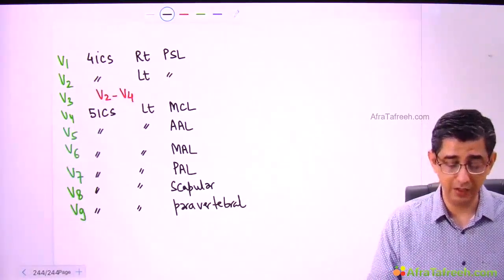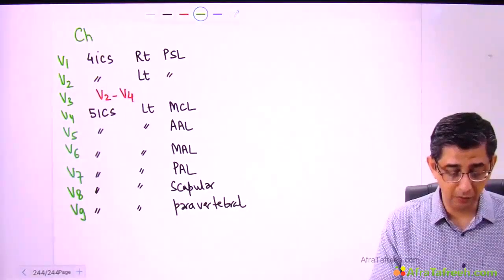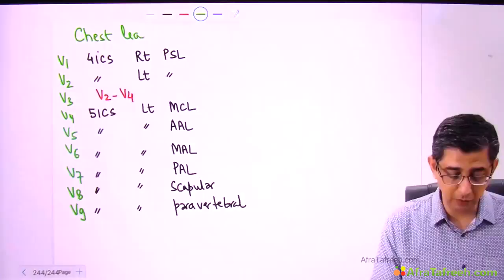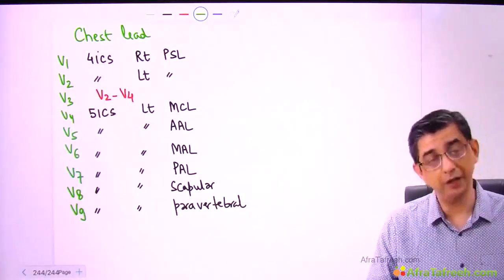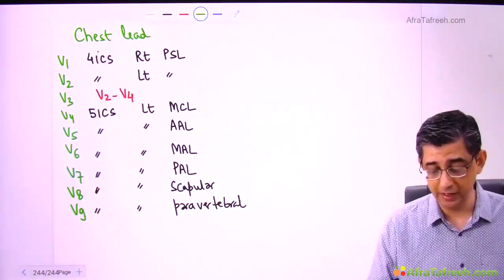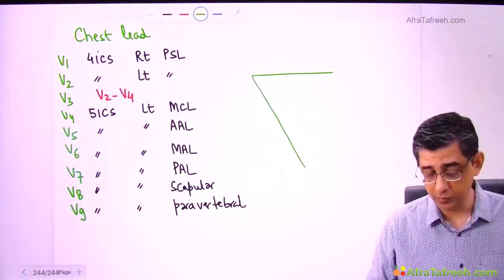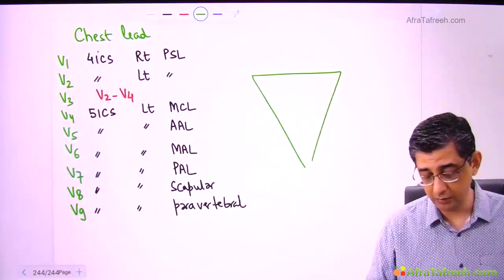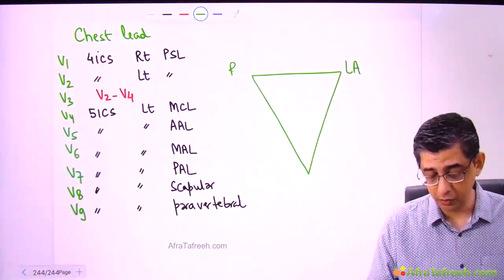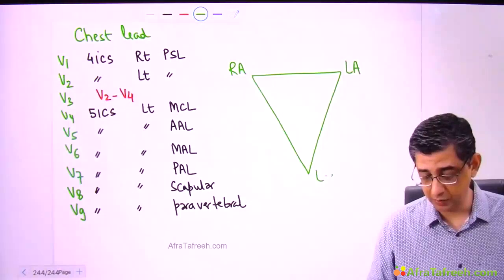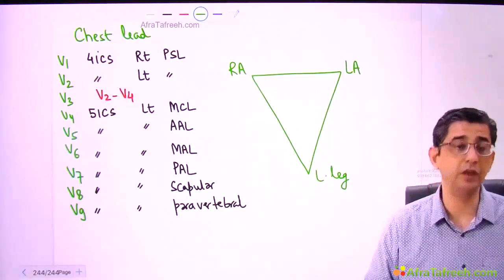The standard chest leads that we are going to be deploying are going to be labeled from V1 to V6, though V7, V8, V9 may be written. Now we will talk about the limb leads as well as the augmented leads, and the term augmented lead is used because the voltage output is relatively better. You see, to draw this triangle per se, you just have to put on some markings, and the markings would be for the left arm, for the right arm, and the left leg.